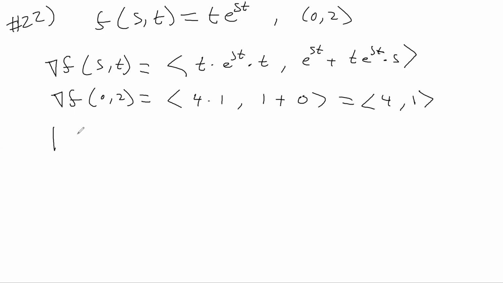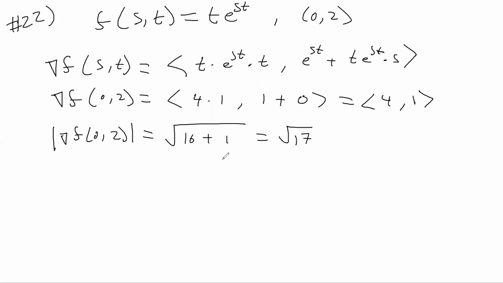Now, in order to find the maximum rate of change of f, we just take the magnitude of the gradient at 0, 2. And that's going to be equal to the square root of 16 plus 1. So it's going to be square root of 17. And that's for number 22.